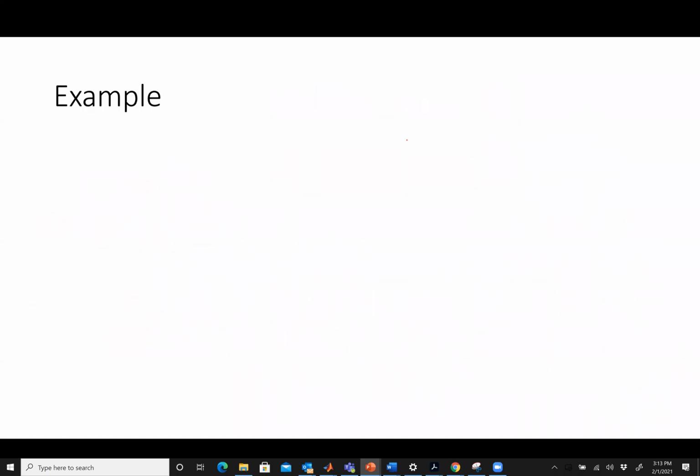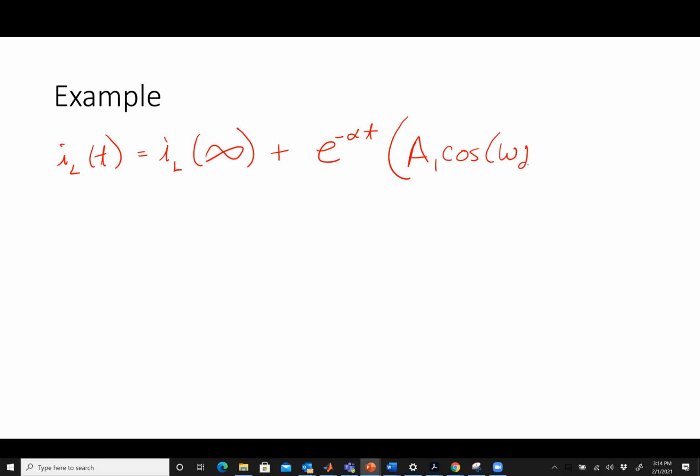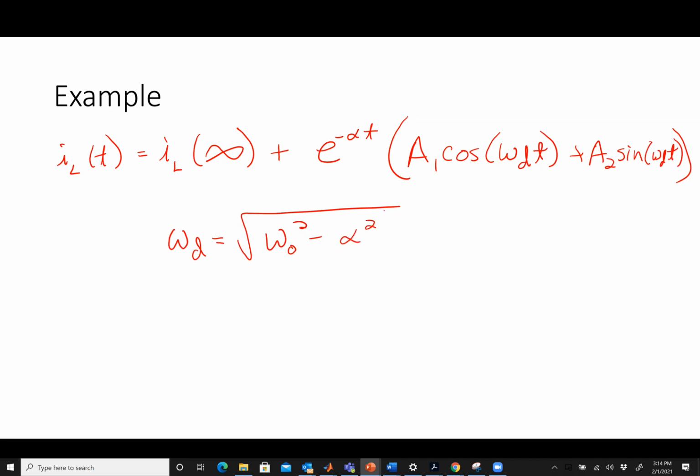So in this case, I'm solving for IL. IL of t is whatever my final value is, which we haven't figured out yet, that's step 3, times e to the negative alpha t times A1 cosine omega d t plus A2 sine omega d t. And I also need to calculate omega d, which is the square root of omega naught squared minus alpha squared.